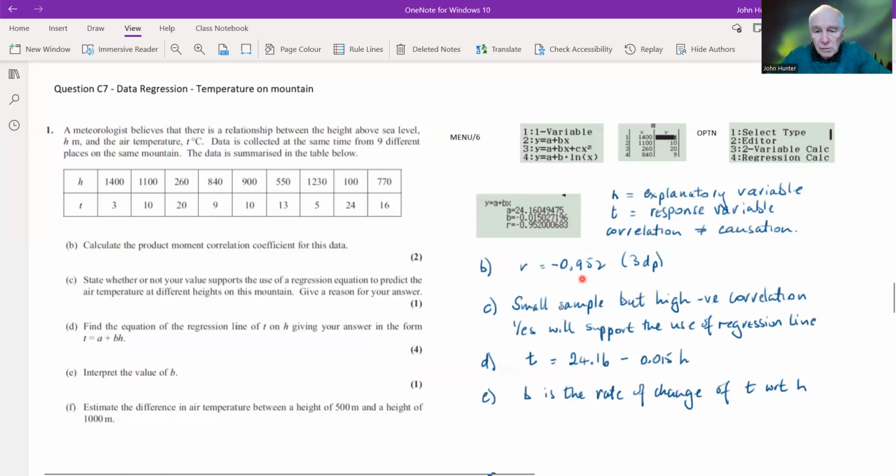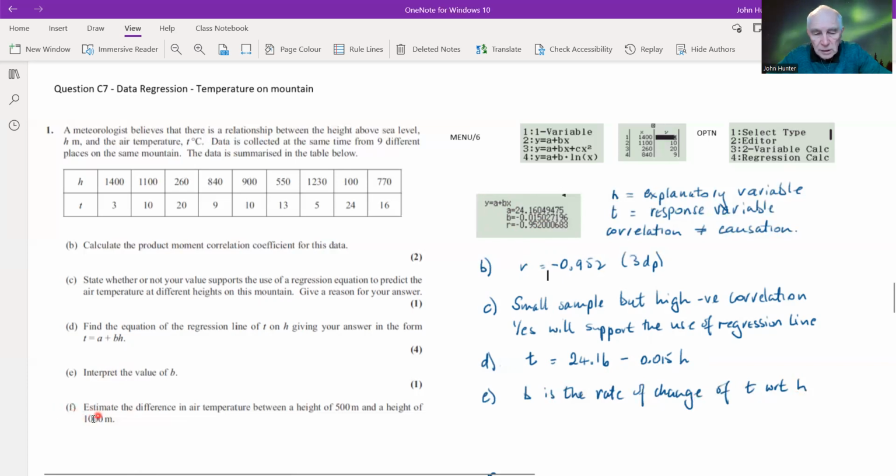That regression line is given to us by these first two parameters, a and b. You can see they've given us a hint here that y equals a plus bx. Our y is the response variable and the x is the explanatory variable. We've actually got t instead of y, and h instead of x. So if we plug those parameters into our regression line, we get this here. And then interpret the value of b. Well, b is the rate of change of t with respect to h.